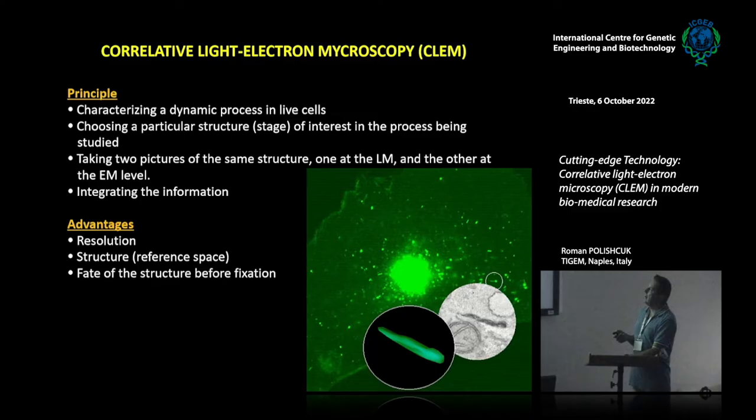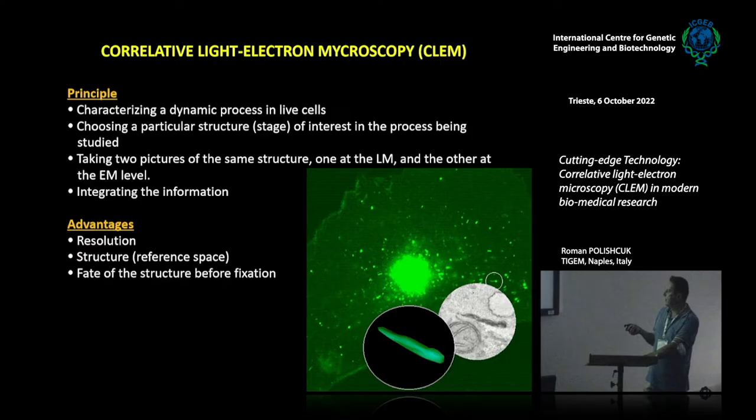So then one would take two pictures of the same structure at a particular stage of the process, one using GFP light microscopy and another at the EM level, and integrate the information. You will ask, what are the advantages? The advantage is resolution, because for structures observed in a living cell, you would have ultrastructural information. Second is the reference space, or the structure around the structure of your interest. For example, here you can see this carrier which moved in living cells, and it is labeled with HRP.